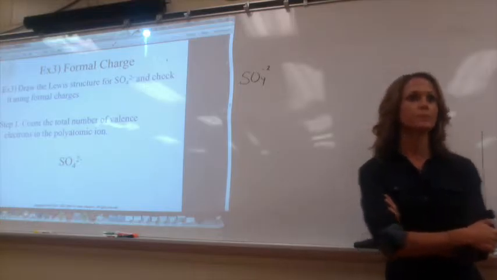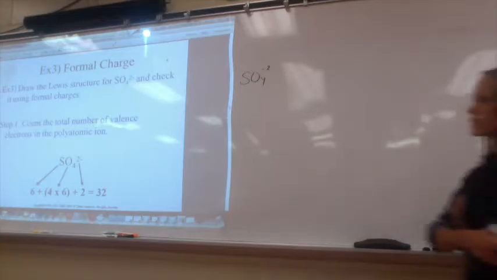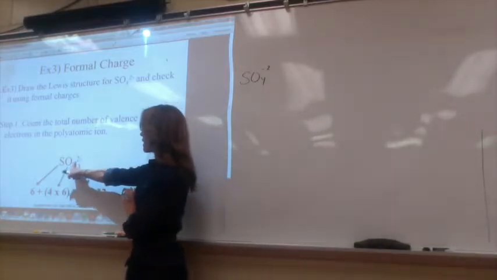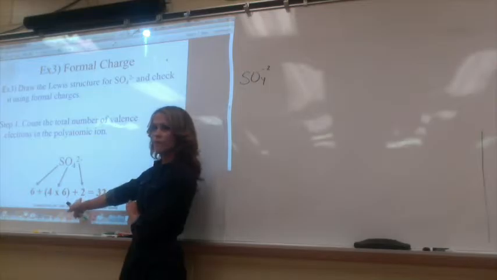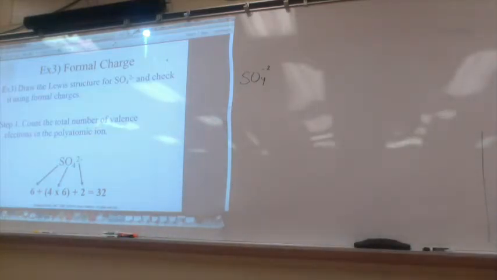Did you get 32? Right, they're all in group 6. There's 5 atoms, 6 times 5 is 30, plus the extra 2 electrons that come from your polyatomic ion. So we end up adding 2 to the overall valence electrons. So we get 32 electrons. All right, what's your next step?